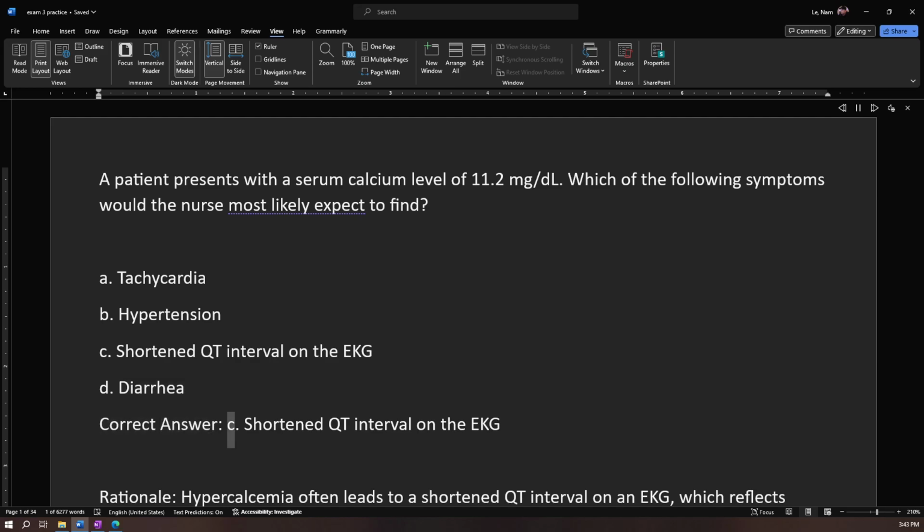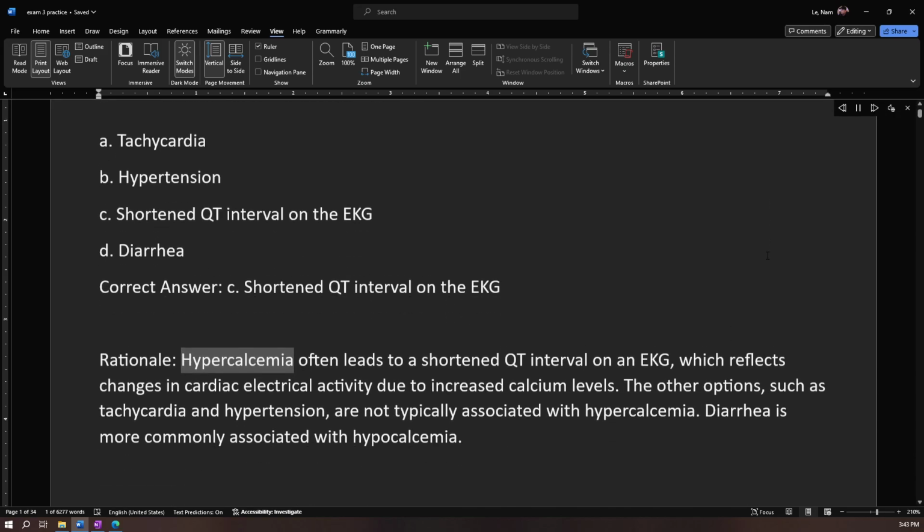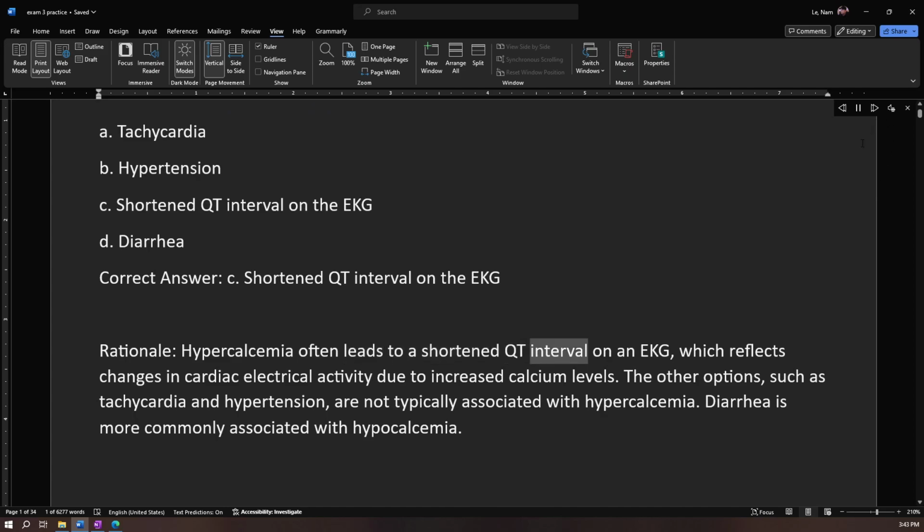Correct answer: C. Shortened QT interval on the EKG. Rationale: hypercalcemia often leads to a shortened QT interval on an EKG, which reflects changes in cardiac electrical activity due to increased calcium levels. The other options, such as tachycardia and hypertension, are not typically associated with hypercalcemia. Diarrhea is more commonly associated with hypocalcemia.